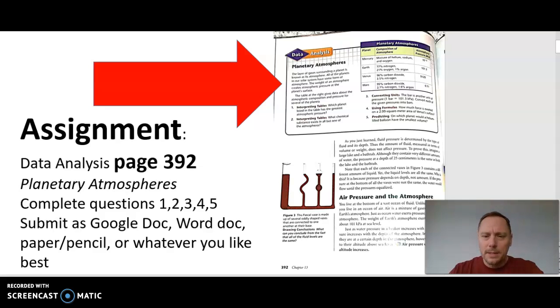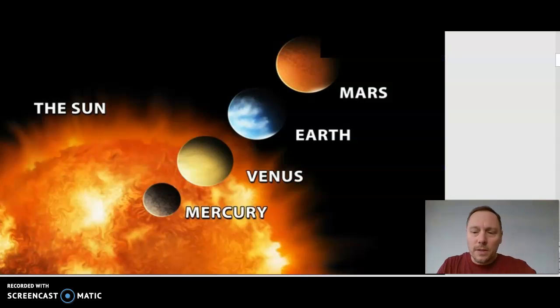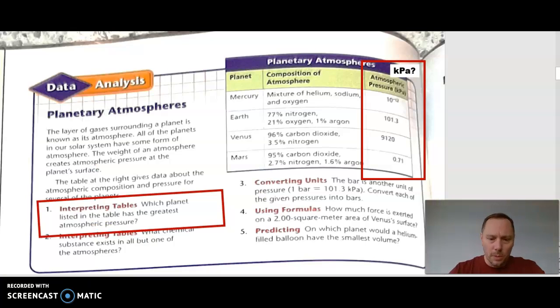So where are we today? Planetary atmospheres. Today we are in space. The first 4 planets in our solar system, Mercury, Venus, Earth, and Mars, and we're examining their atmospheric pressures. Let's get into this right away. Question number 1, which planet listed has the greatest atmospheric pressure?